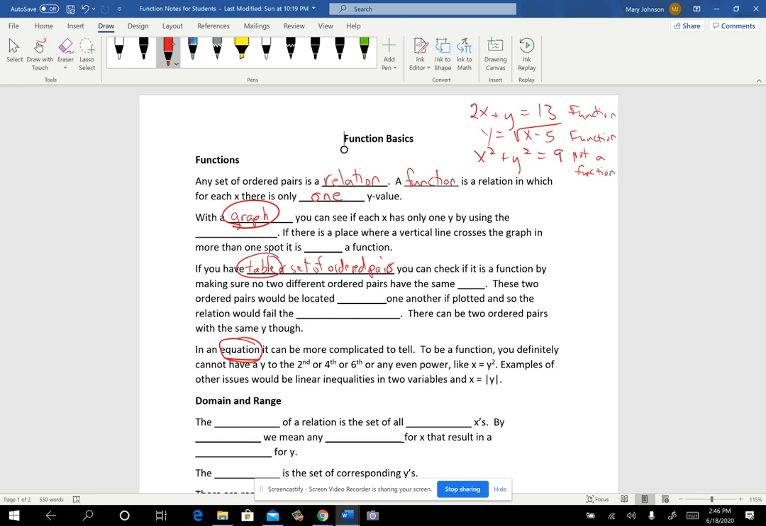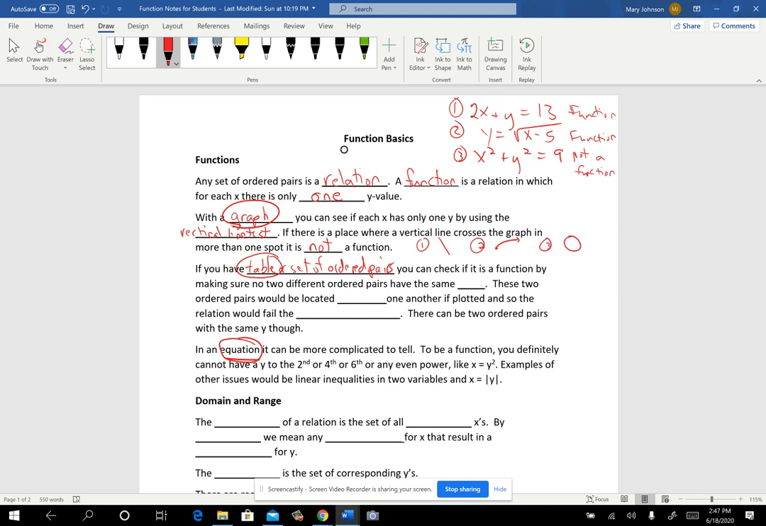Okay, so if you have a graph, you can see if it's a function. You can see if each x has only one y by using what we call the vertical line test. Okay, so if there is a place where a vertical line crosses the graph in more than one spot, it is not a function. So for instance, these three examples I was just using. The first one turns out to be a line, looks something like that. Number 2 is a square root, and it would look something like that. And number 3 is a circle.